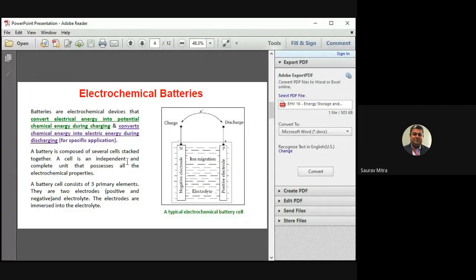A cell is an independent and complete unit that possesses all the electrochemical properties. A battery cell consists of 3 primary elements: 2 electrodes, positive and negative, and the electrolyte. The electrodes are immersed into the electrolyte. In previous-age batteries, it was required to continuously put water into the battery. That would make the electrolyte liquid, and that will help the ion exchange.